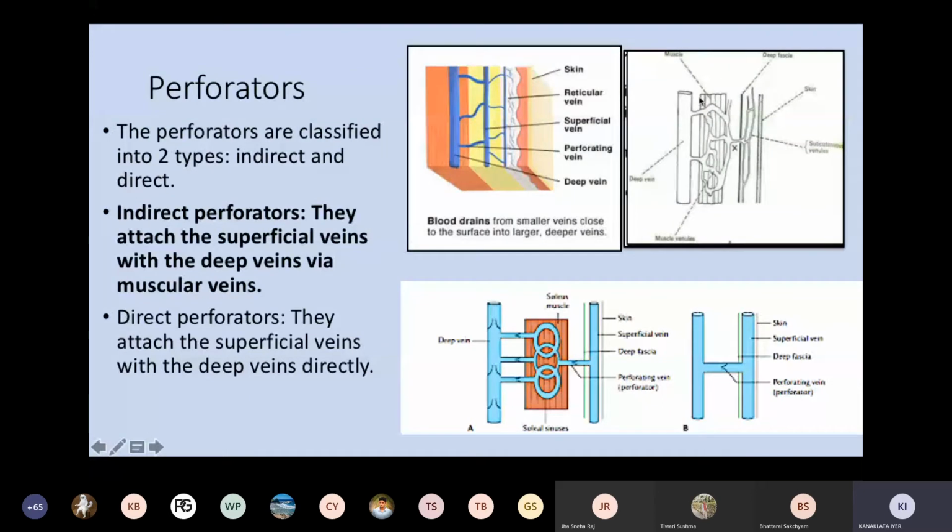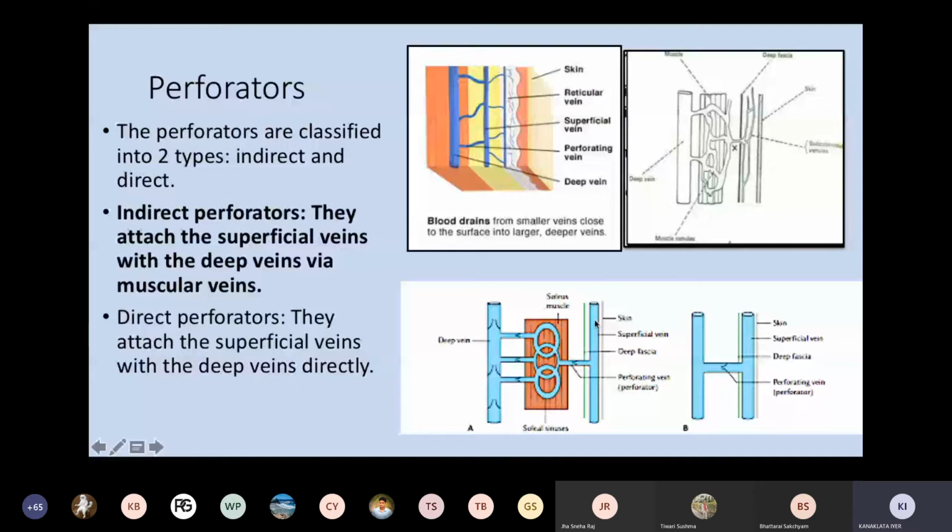Look at this diagram. This is indirect because this is a muscle, usually the calf muscle, in which there are many venous sinuses, and these venous sinuses are joined by the superficial vein on one side. Then they join with this sinus, they form one or two perforators, and then they join into the deep vein. And this is a diagrammatic, which is good.